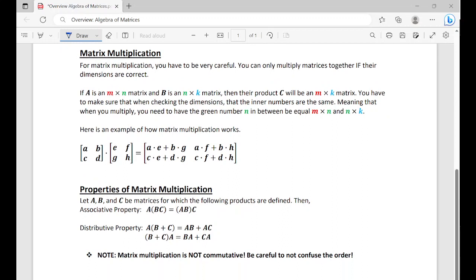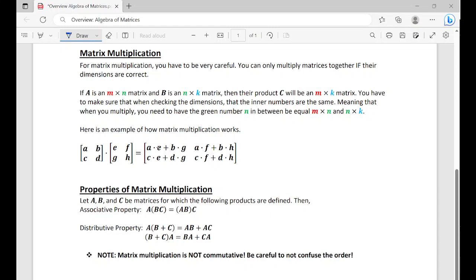So here's an example of how matrix multiplication works. It's a little bit cumbersome, so you gotta be patient. If we have a 2 by 2 matrix and another 2 by 2 matrix multiplying each other, this is how the results will be. It's going to be A times E, and then B times G, and then you'll add those together for the first entry. Then it'll be A times F plus B times H for the second entry, C times E plus D times G for the third entry, and then C times F plus D times H for the last entry.